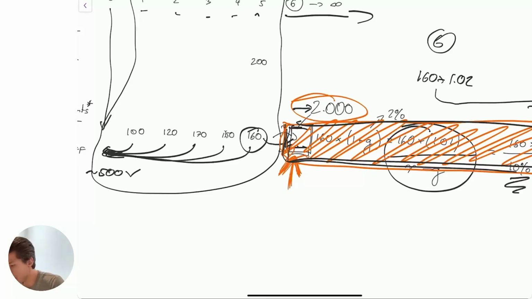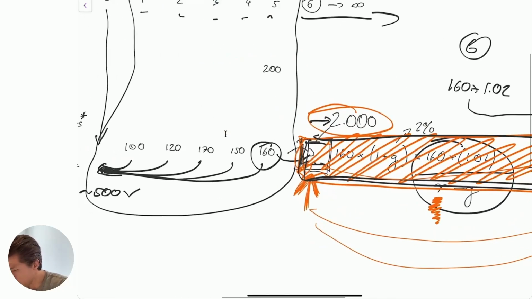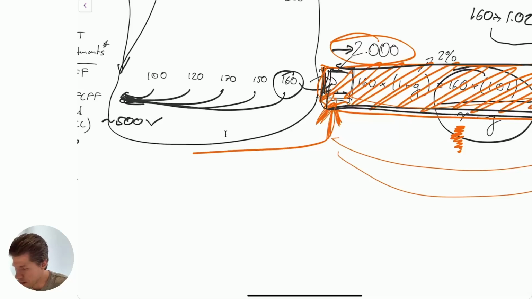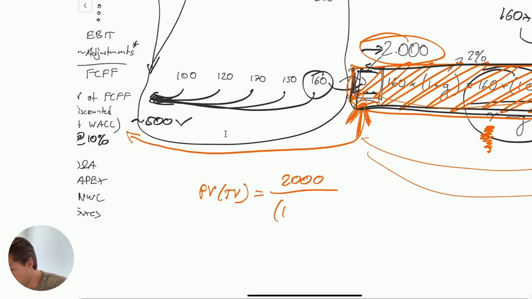What you then need to do is discount this number again. You have discounted here already a little bit, but only to bring it back to year 6. You need to discount this 2000 again back to year 0. So present value of terminal value equals the terminal value divided by (1 plus WACC) to the power of 6, and then you bring it back. If I'm not wrong, I've done it before, it should be something around 1.1.